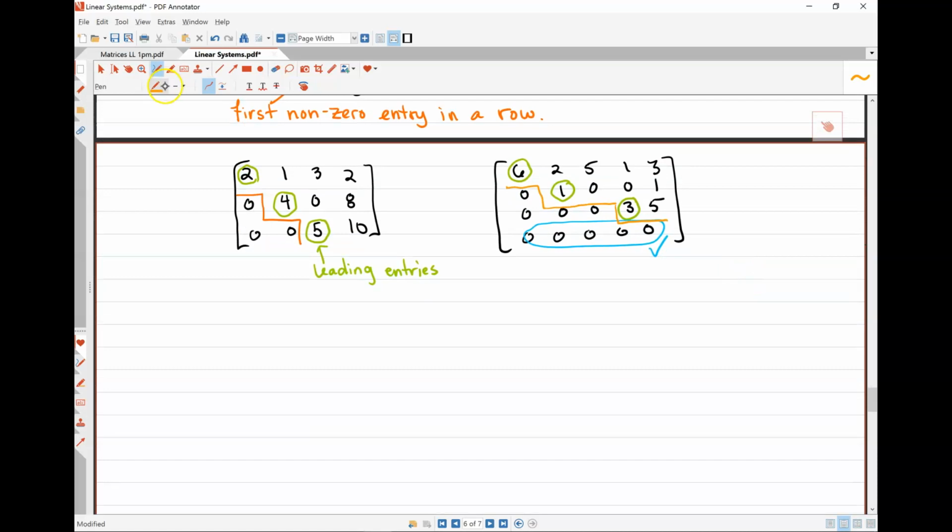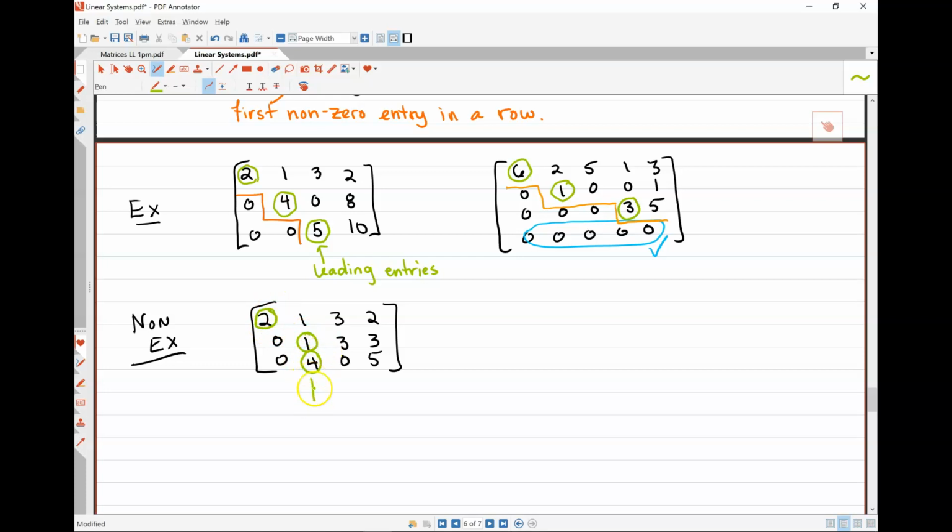And now let's see a couple of non-examples. All right, so here's a matrix that fails to be in echelon form. It doesn't have any rows of all zeros, so it kind of vacuously meets that first criterion. But let's look now at the leading entry in each row. And you'll see that this leading entry in the last row, the 4, is not to the right of the leading entry in the row above it. So this one does not work. Okay, how about another one?